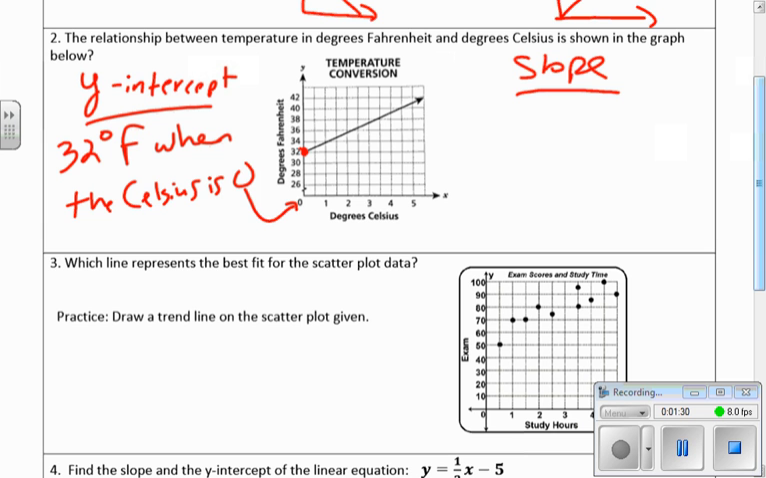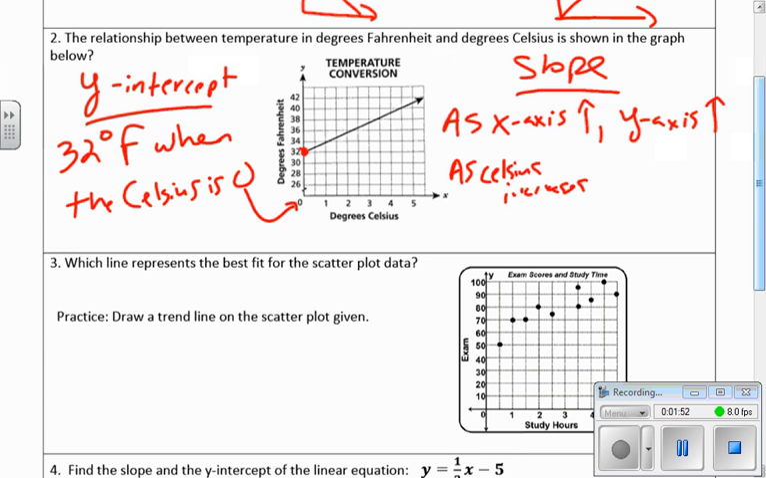The slope, remember you're comparing the y-axis to the x-axis, so as you can see that as the x-axis increases, the y-axis increases. Now just put that into words. So as Celsius increases, Fahrenheit increases. And the slope tells you exactly how much it's increasing, but for the purposes of this question, you just need to know in general what is going on in that graph.